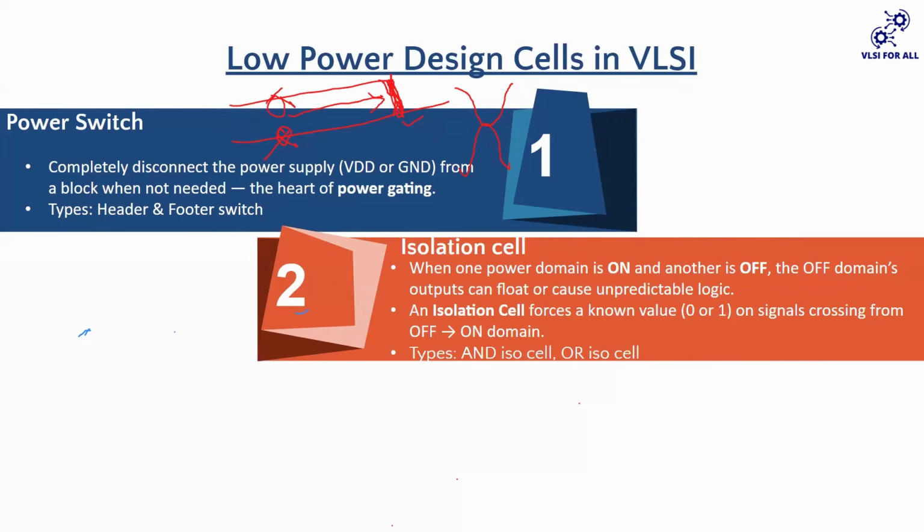The power gating technique, right? Power gating was implemented using a power switch, but when there are two types of domain, a power domain where one is on and the other is off, this kind of cell is used, so that whenever a signal goes from an off domain to an on domain, the value is properly tied to either 1 or 0. These are the AND cell and the isolation cell.